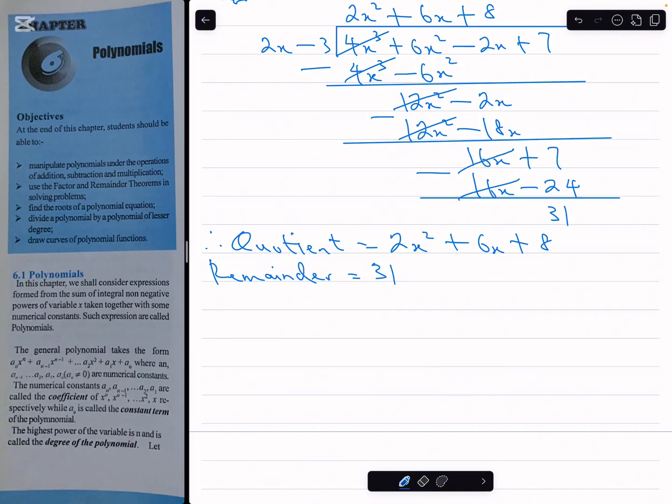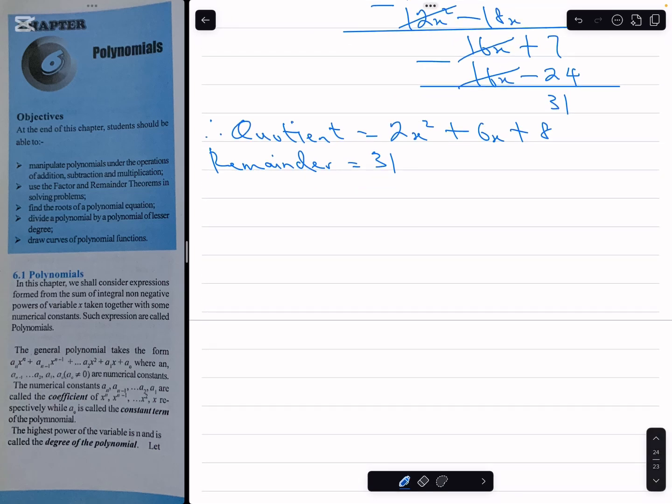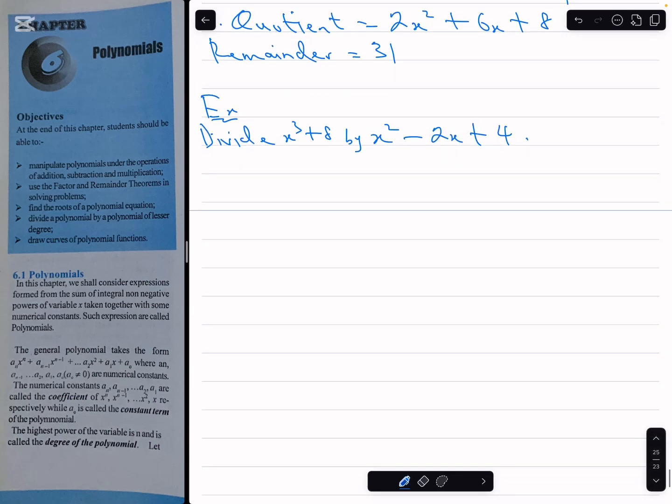Divide x cubed plus 8 by x squared minus 2x plus 4. That's another example. Let's see what the quotient and remainder would be.